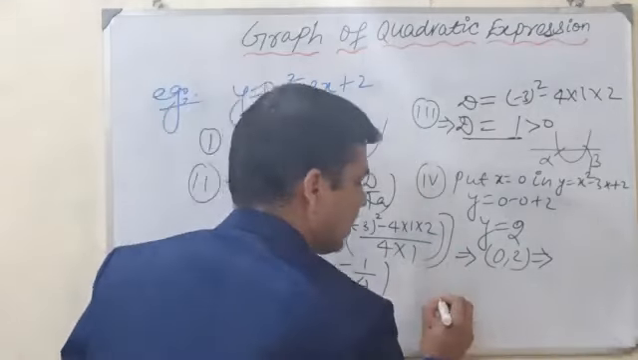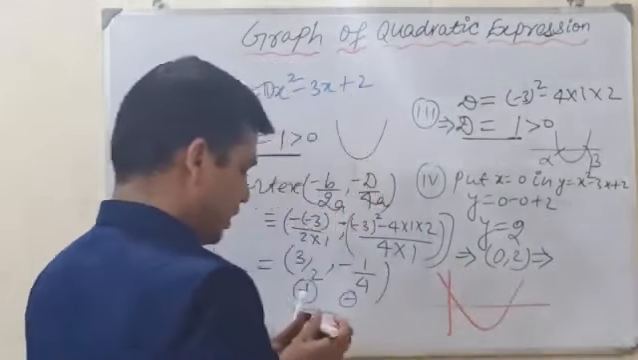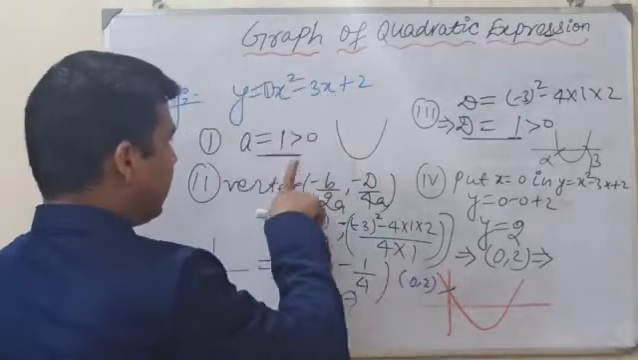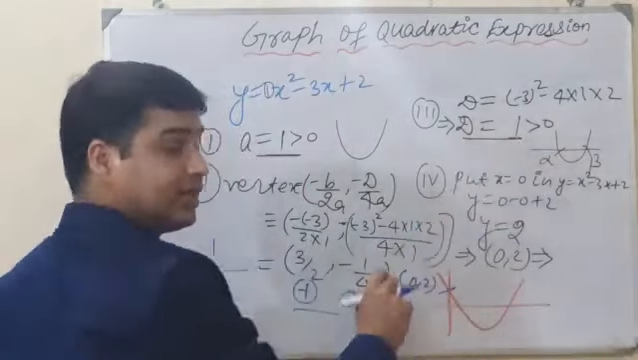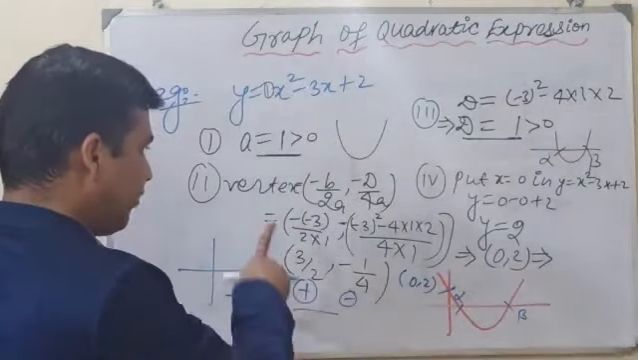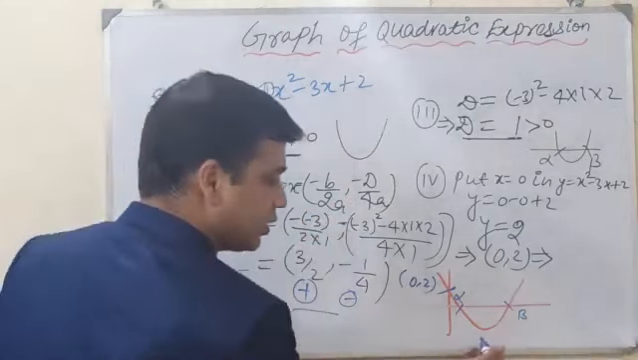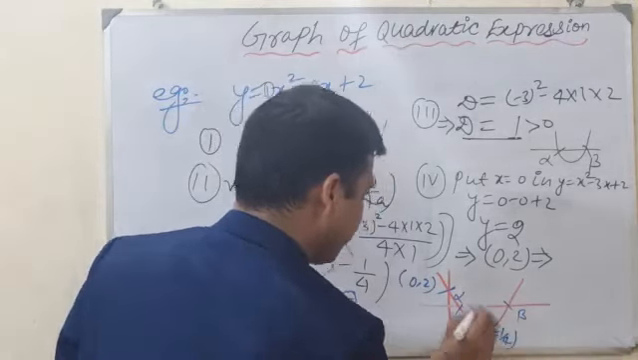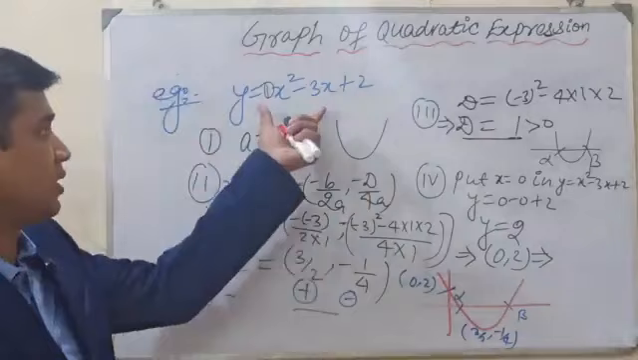So see this, our final graph will be like this. Why? See this here, this is 0 comma 2. And here a is greater than 0, upward parabola. D greater than 0 means real and different roots. So suppose this one is alpha and this one is beta. And the vertex is minus b/2a, minus D/4a. Positive and negative means fourth quadrant, so this is 3/2 and minus 1/4. And this one is 0 comma 2. So this is our final graph of the expression x square minus 3x plus 2, and it will be like this.